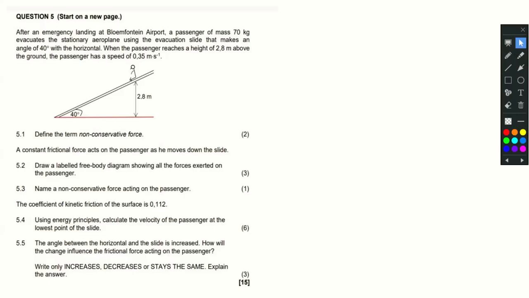Okay, so we have question 5. It says, after an emergency landing at Bloemfontein Airport, a passenger of mass 70 kg evacuates the stationary aeroplane using the evacuation slide that makes an angle of 40 degrees with the horizontal. When the passenger reaches a height of 2.8 meters above the ground, the passenger has a speed of 0.35 meters per second. So note that. We are given the speed at which it reaches that point. From the beginning of our question, the person has a velocity of 0.35 meters per second at a height of 2.8 meters above the ground. As we can see, it's right there.